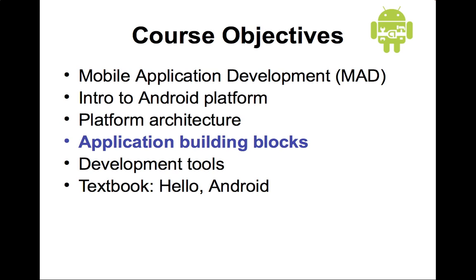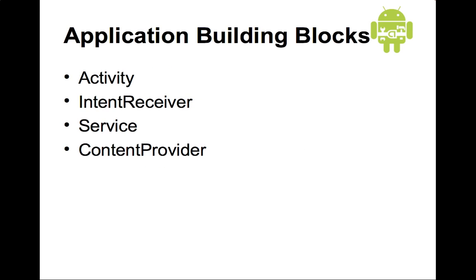So what we end up with are application building blocks, and here's my little list here. We have activities, we have intent receivers, we have services, content providers, and this is a little bit of a list. I'm going to kind of go through these four to start out with.